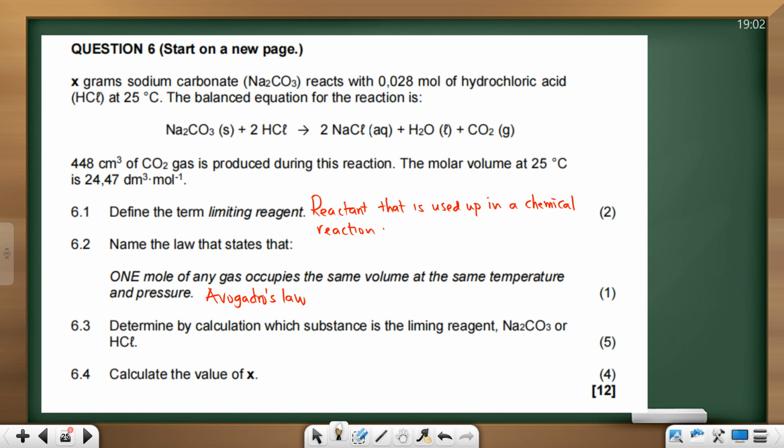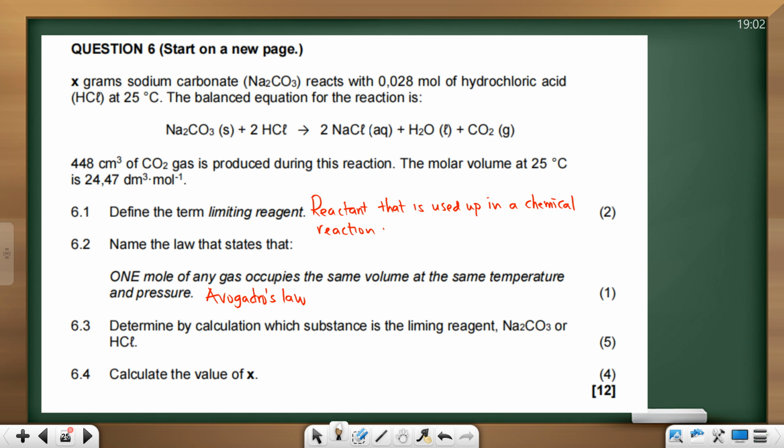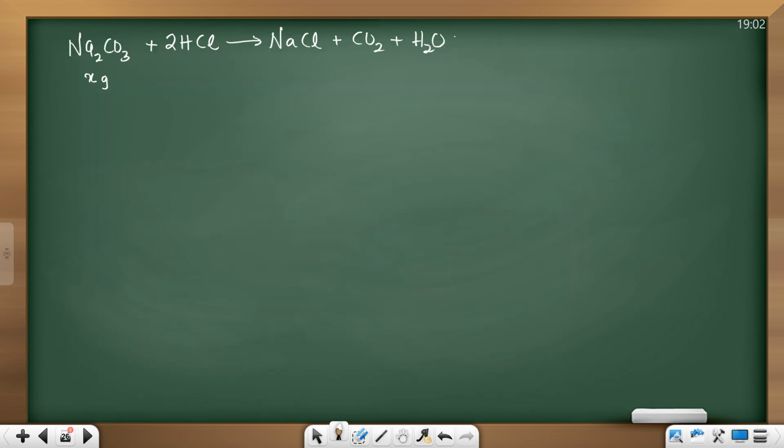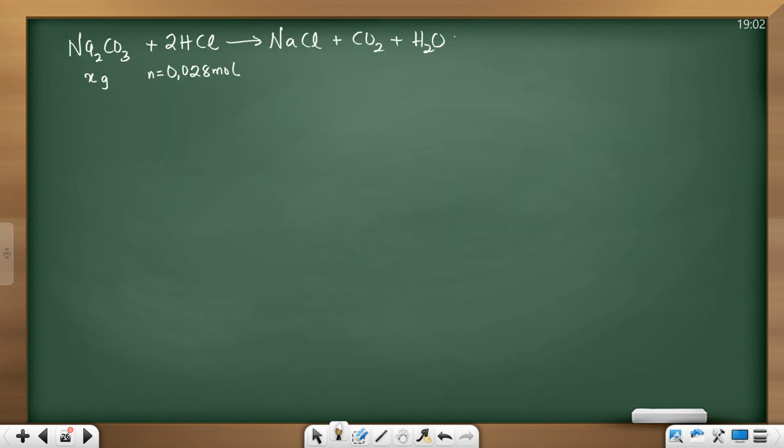Now let's go back. X grams. So this is X grams. React with, what do we know? 0,028 moles of hydrochloric acid. Let's check. Which is what? Number of moles. Lovely. Now it says 448 cm cube of carbon dioxide gas is produced. I'm just transferring all my information. Volume produced is what? Please, the unit is very important. Cubic centimeter produced.